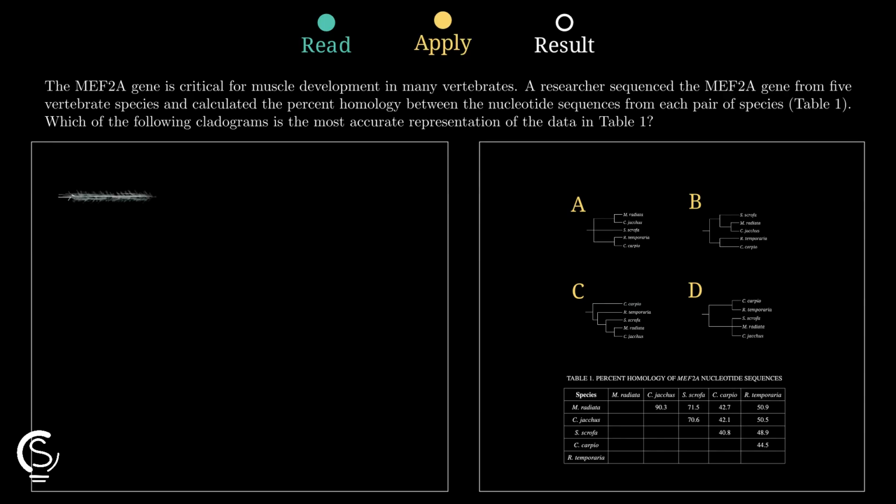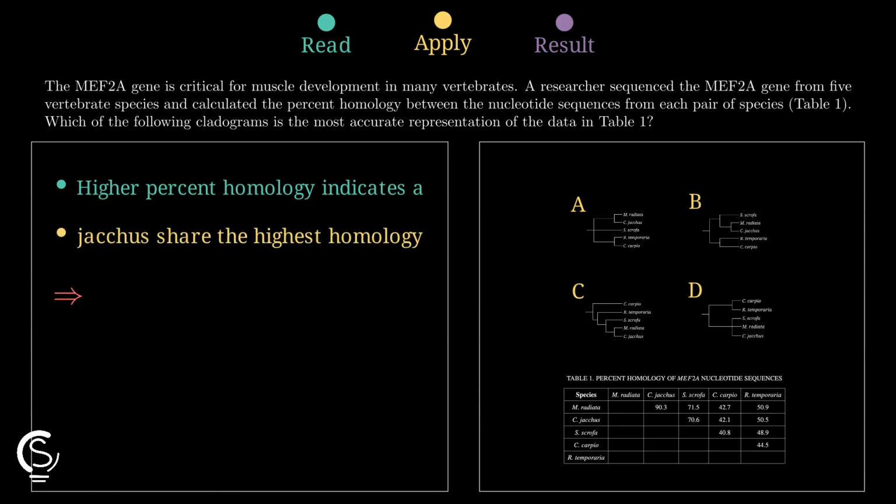Next, find the pair with the highest homology in the table because that closest match should branch together first. Then compare the remaining species by decreasing similarity. From there, choose the diagram that keeps the closest pair together and places less similar species farther back, and that pattern matches option C.